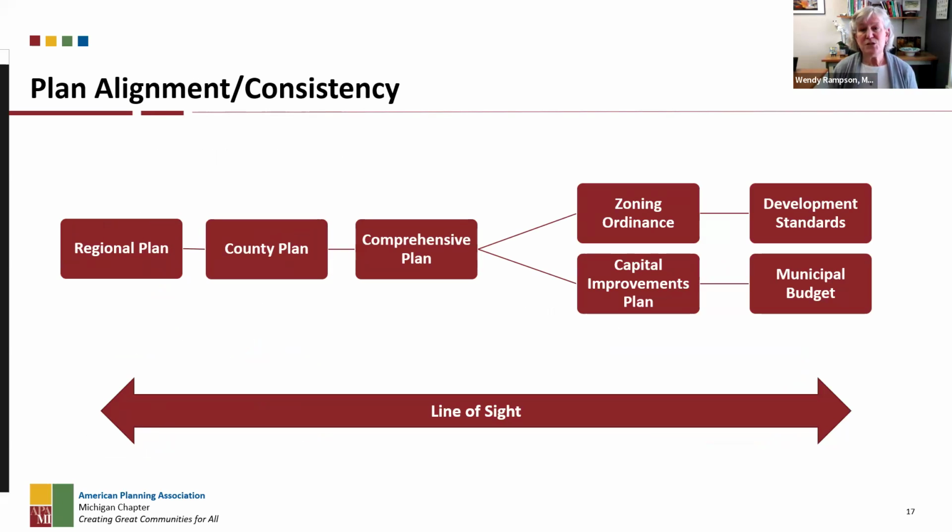In addition, while I'm using the term integration as the goal for a network of plans, we should also think about alignment of plans, especially when it comes to supporting implementation efforts. Another term for this is plan consistency, not as common in Michigan as perhaps in other states that mandate that. But in the ideal world, regional plans would align with local plans, which would align with zoning requirements and development standards on the private development side, and the capital improvement plan and the municipal budget on the public infrastructure side.